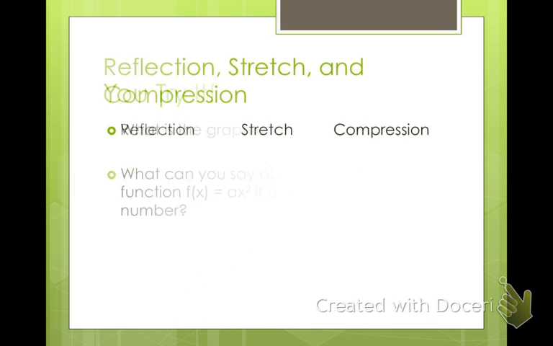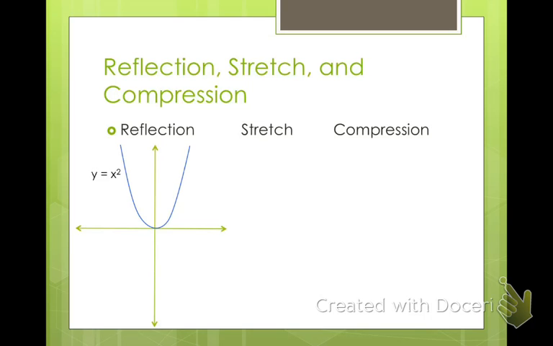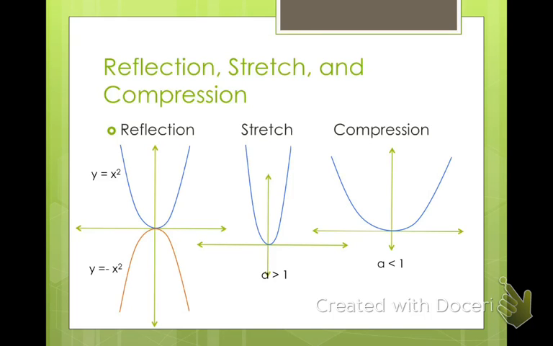Okay, so we have reflection, stretch, and compression. If we have our parent function, a negative reflection is going to flip it upside down. I hope you figured that out when you did the negative 1/3. A stretch is going to make it narrower, and a compression is going to make it wider. So anything greater than 1 is a stretch, it makes it narrower. Anything between 0 and 1 is a compression, makes it wider.